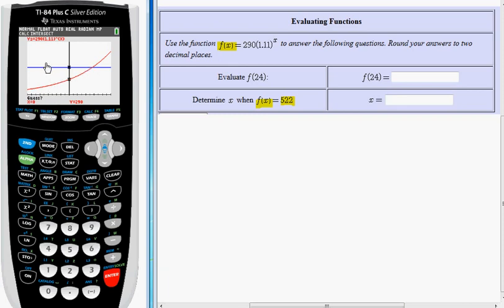But suppose I had a problem that had multiple intersections. Suppose there was one on the left and one on the right, say, and I wanted the one on the right. If that were the case, it would be important before you press enter on the guess to trace to the right and get close to that intersection. It turns out if there's only one intersection point, that you don't need to do this. You can just press enter on the guess.